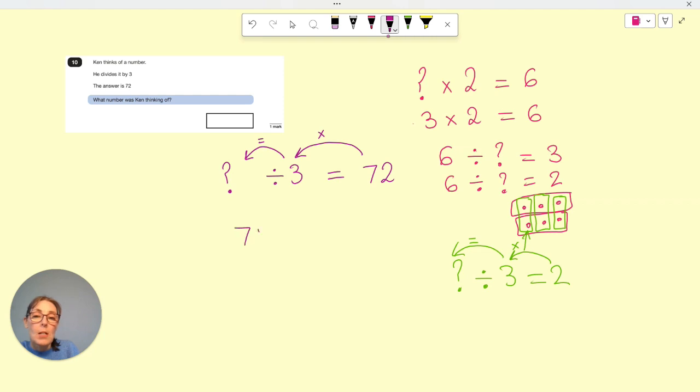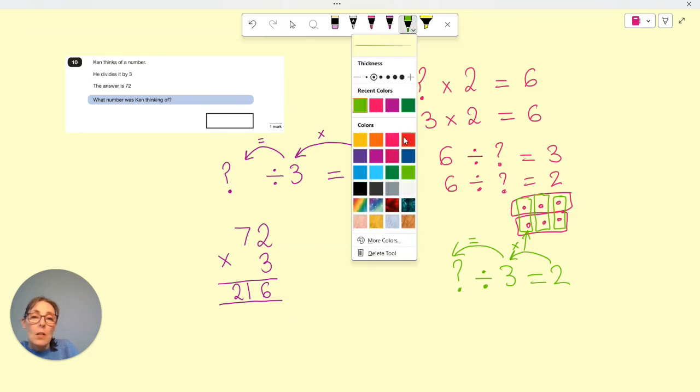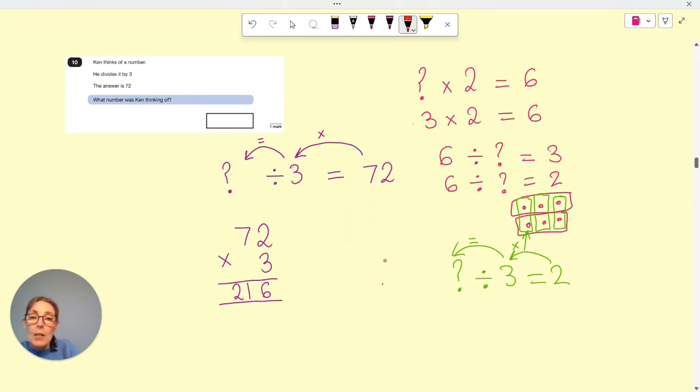So let's do 72 multiplied by 3. And then we can try it back again and see what happens. 3 times 2 is 6, and 3 times 7 is 21. So I think the number Ken was thinking of is 216, but let's test it. So we're thinking 216 divided by 3 is equal to 72. Let me do that here.